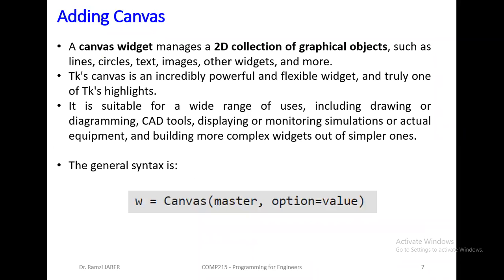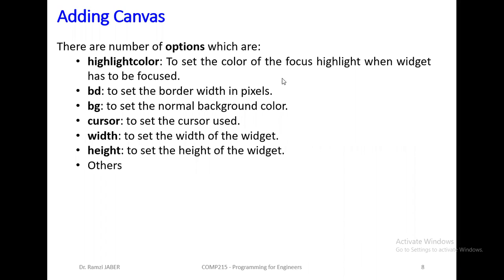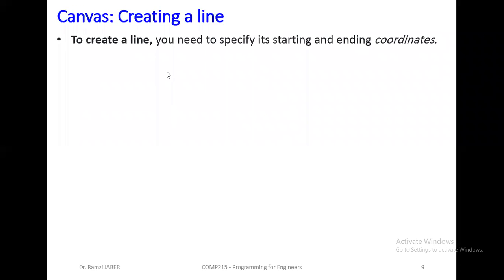Now, the canvas is a 2D collection of graphical objects such as lines, circles, and so on. It's a very powerful widget in Python. So the syntax will be Canvas(master, option), similar to all other widgets. There are a number of options: highlight color, background, curves, width, height, and so on. Example, how to create a line. You need to specify its starting point and ending point. So to draw a line, we need 2 points. To draw a line, first we need to add a canvas. Then inside this canvas, we need to add a line, okay?